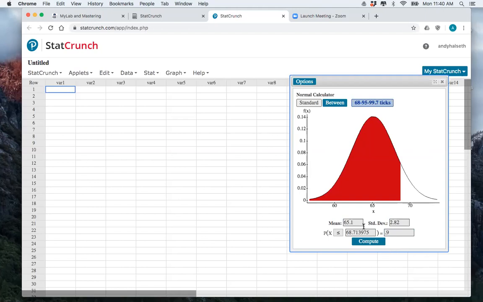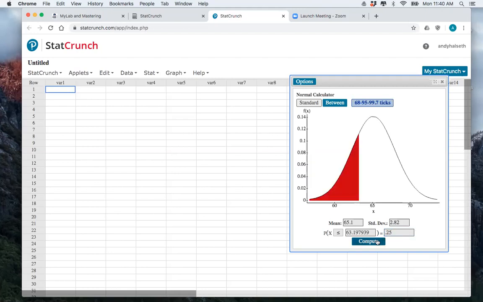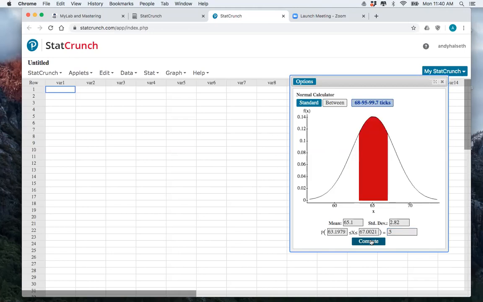First quartile was the same mean and standard deviation, but a less than for a 25%. There's that 63.2. And then the between two heights, the middle 50, put between and then a 0.5, and then compute it. And there's the 63.2 and the 67. Okay, so that makes me feel more confident in all of my by hand calculations.